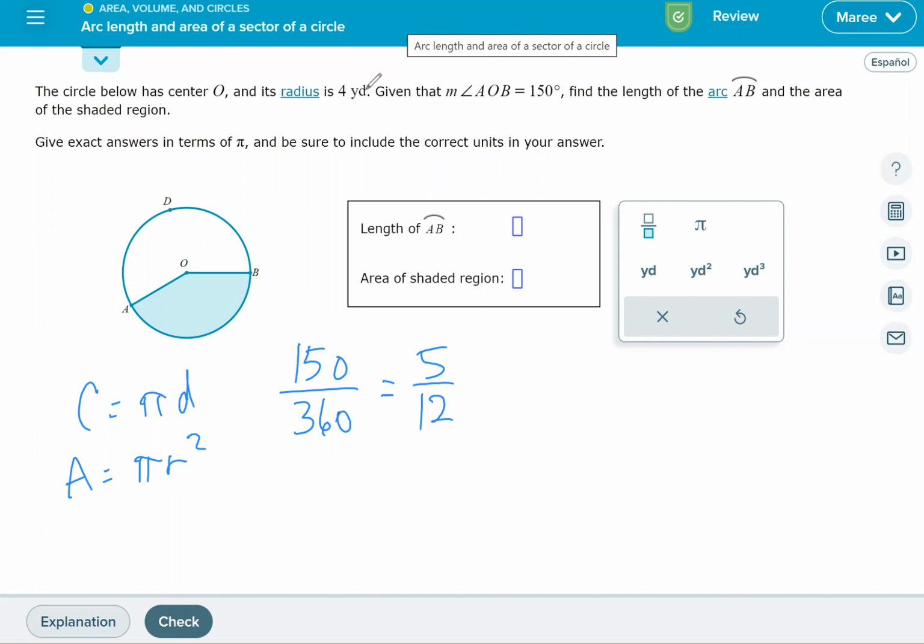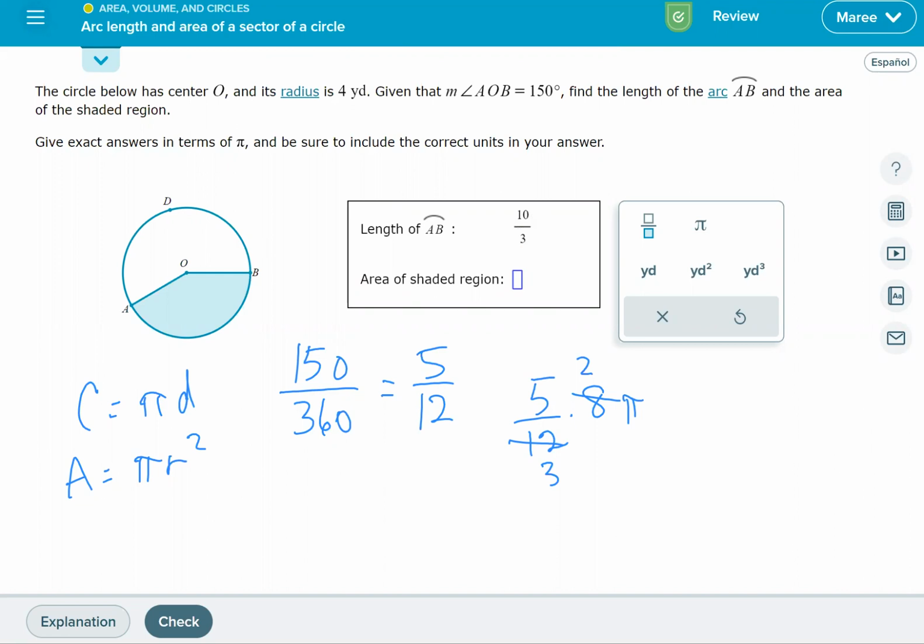The radius is 4, which means the diameter is 8. So we're going to multiply 5/12 by 8, and then write pi next to it. Let's reduce 8/12: 4 goes into 8 two times, and 4 goes into 12 three times. So the fraction 10/3 is what we put in, and we put in our pi. The length will be in yards.